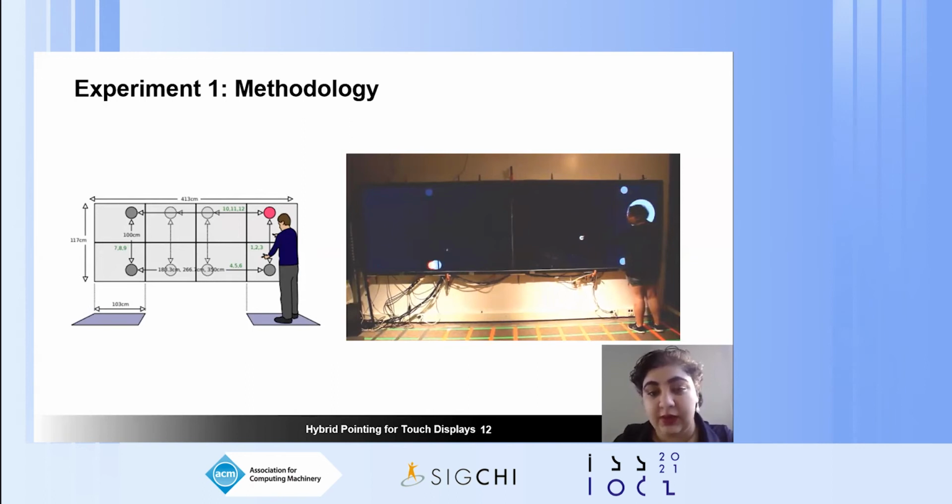You can see on the left a conceptualization of the study, and on the right a video of me performing the task in the study. Participants were asked to stand in either of these blue squares. We did this to maximize use of the display. While standing in these squares, they were asked to either use absolute or relative to acquire the red target. So if you'll see here, I'm using a long reaching for the red target, but when it is closer to me, I will use the direct interaction technique.